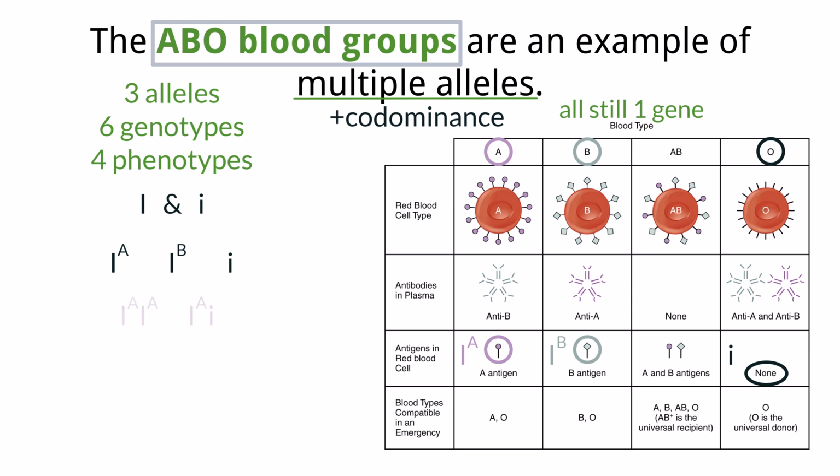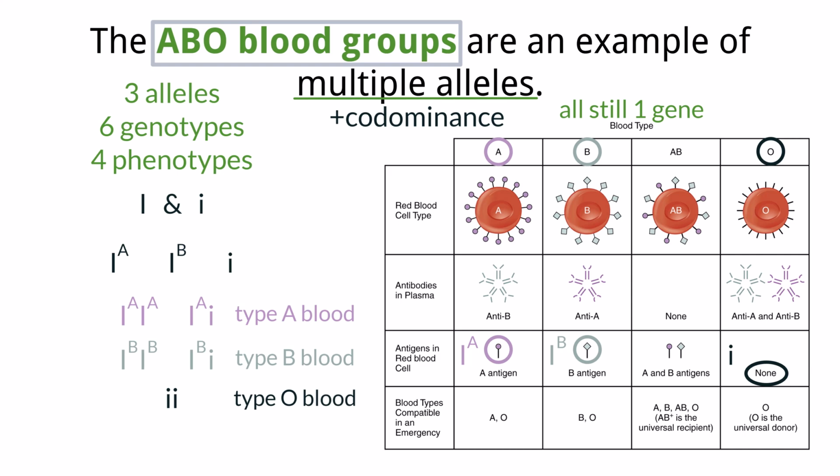A person with 2 uppercase I's with superscript A's, or 1 uppercase I superscript A and lowercase i, will have the phenotype A blood. A person with 2 uppercase I's with superscript B's, or 1 uppercase I superscript B and lowercase i, will have the phenotype B blood. 2 lowercase i's will give the phenotype O blood. When the antigens for A and B are both present, codominance will be evident and a new phenotype will appear, type AB blood.